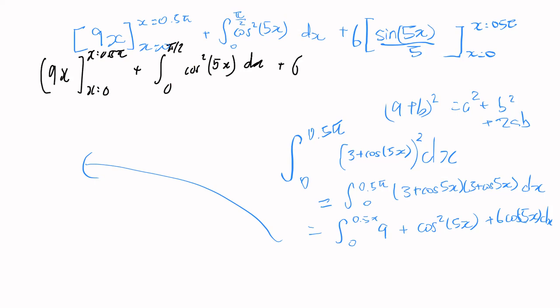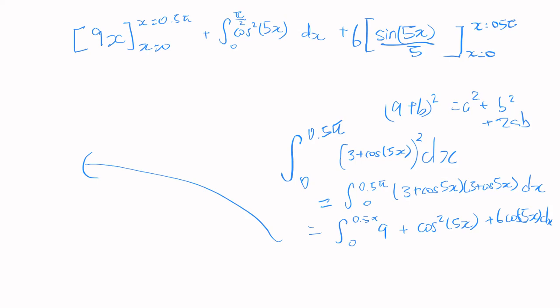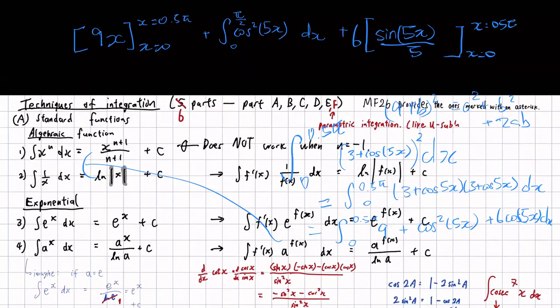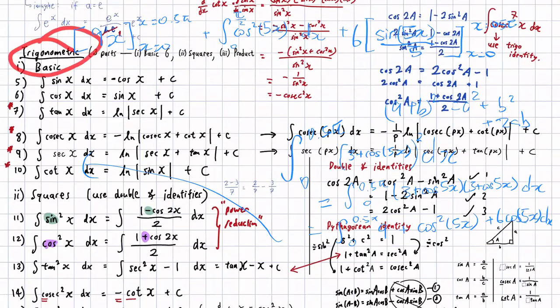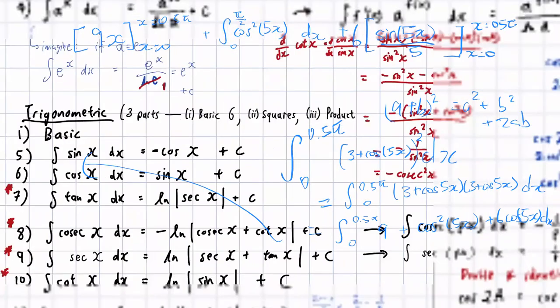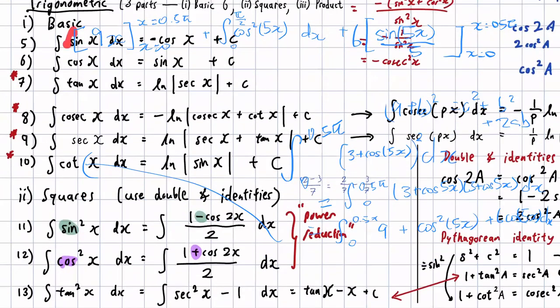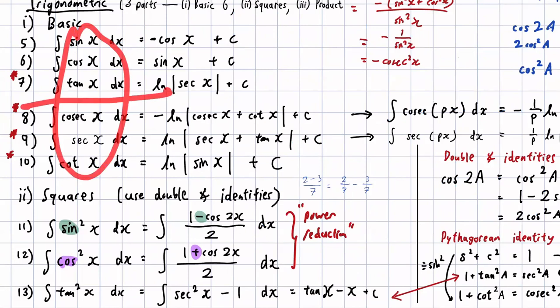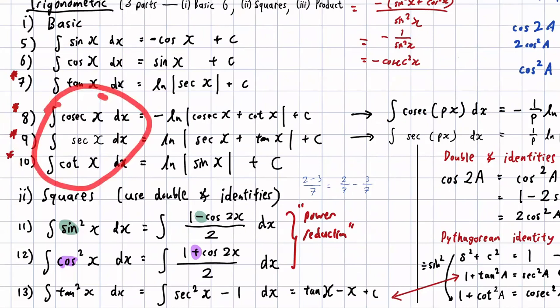Okay, and then you plus 6 times sine 5x over 5, close the bracket 0 to pi over 2. Okay, then let's look at the cheat sheet. If you read it again, you'll realize that under trigonometric, there are 3 types of trigo functions: basic, squares, and product. For the basic types, it's the 6 functions you know, sine, cosine, tangent, standard, need to memorize. Then the ones with asterisk are provided in MF26. Then the other 3 are the special ones, the complementary.